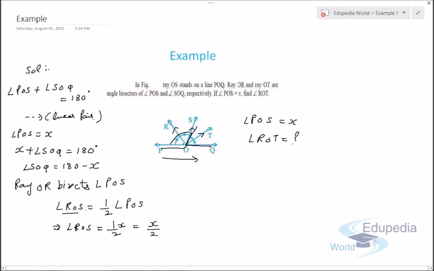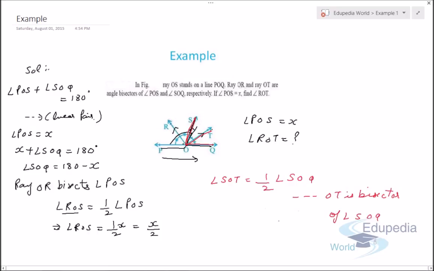Now, similarly, angle SOT will be half of angle SOQ. Again, why? Because OT is a bisector. Means angle SOT will be half of angle SOQ, because OT is a bisector of angle SOQ.